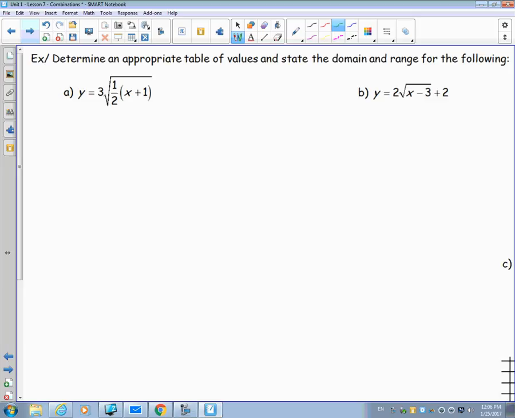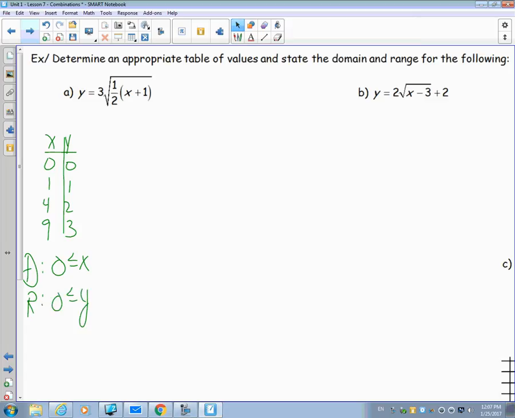I see root signs. Oh, root signs. I know that parent function. It's 0, 0, 1, 1, 4, 2, 9, 3. My domain has got to be greater than or equal to 0. My range has to be greater than or equal to 0. I want to transform it. Okay, we can do that. That's a y, an x, an x. 3 y's. X divided by 1/2 minus 1.